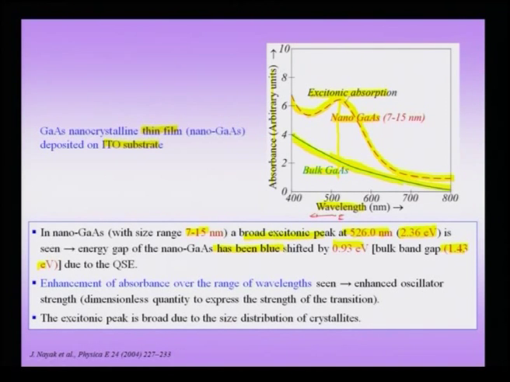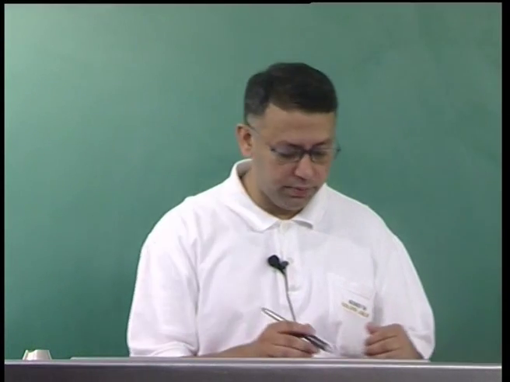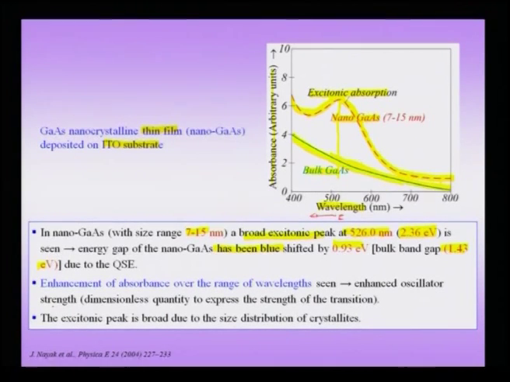An additional fact seen from this curve is that there is an overall increase in absorbance over the entire wavelength or frequency regime in the case of the nano. That means the nano curve is shifted to higher absorbance values across the spectrum, and this is attributed to the enhanced oscillator strength. Oscillator strength is a dimensionless quantity to express the strength of the transition, and here we are talking about the transition from the valence band to the conduction band.